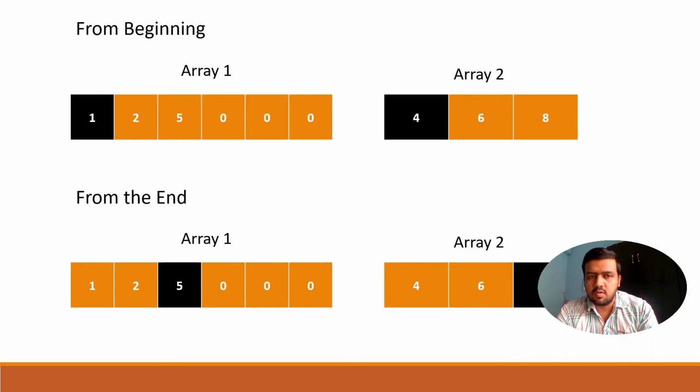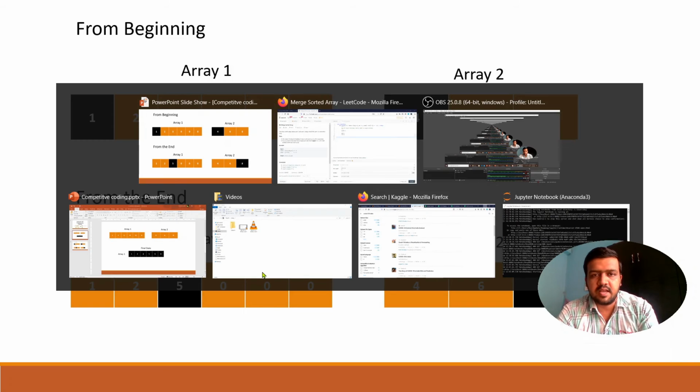So we can try starting off from the end. When we start from the end, we don't have to shift too much. In this example we have to compare 5 and 8. 8 is bigger than 5, so we will put 8 at the end of the first array, and then we will compare 6 and 5. Again 6 is greater than 5, so we'll put 6 here. Similarly we will do this. If we go from the end of the array, then we don't have to shift too much. So we'll take this approach.